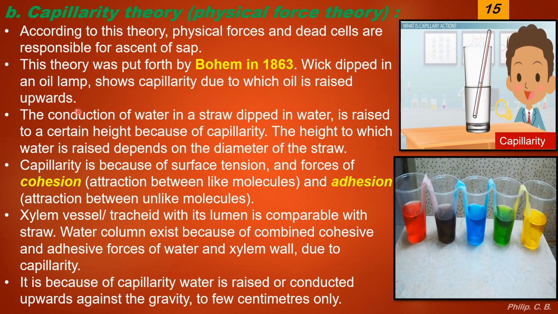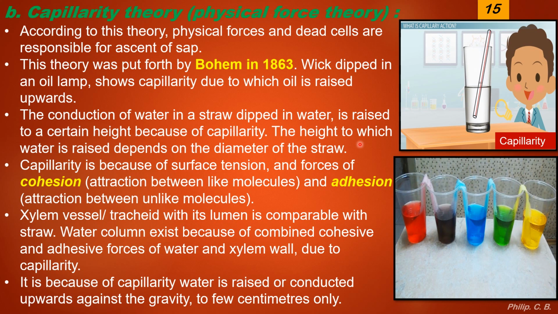A wick dipped in an oil lamp shows capillarity, due to which oil is raised upward. We might have observed this phenomenon at home, a wick dipped in an oil lamp when we burn it during festivals or even in everyday life, right? Water in a straw dipped in water is raised to a certain height because of capillarity. The height to which water is raised depends on the diameter of the straw. So the inner diameter of the straw determines the level to which water is raised.